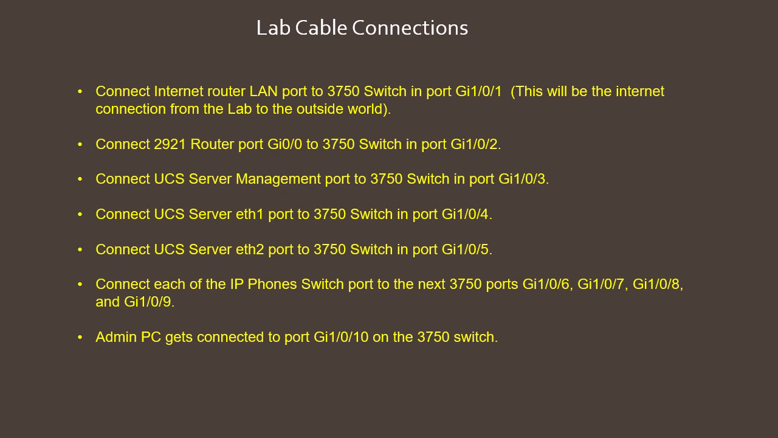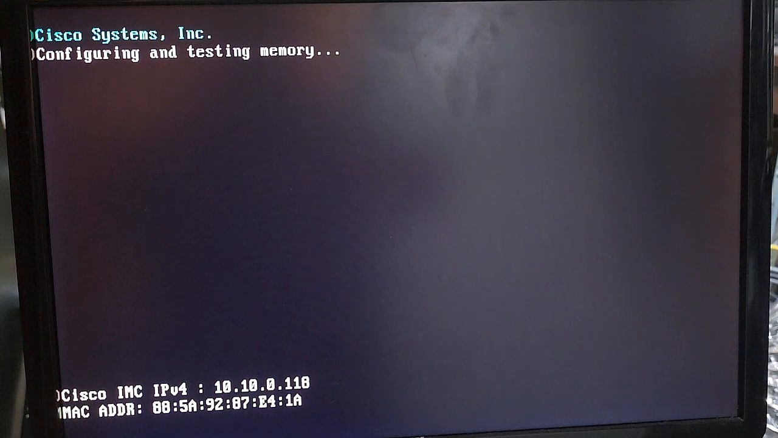Before we finally get onto the configuration, we need to also connect the KVM cable to the front of the Cisco UCS C220 server, and then connect a monitor and keyboard to that cable as well, so we can see the server booting and also be able to enter some initial configuration in. So what I'm going to do now is turn the server on and let it start booting up.